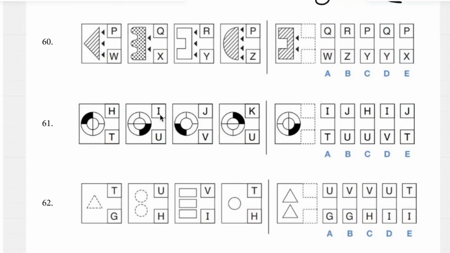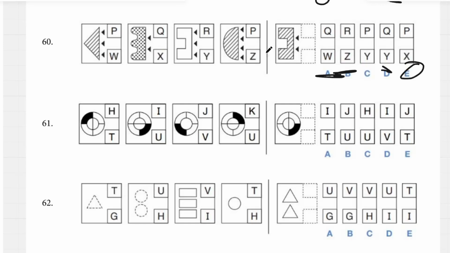Question 60 is common P and P, which is where the triangles seem to be. No, it is the shading. So P at the top across these, and then the number of triangles all different, so we have to correspond to X at the bottom.